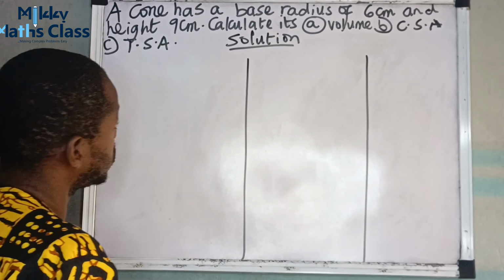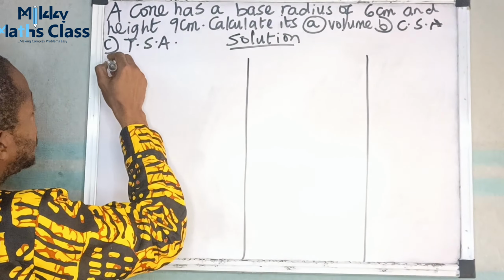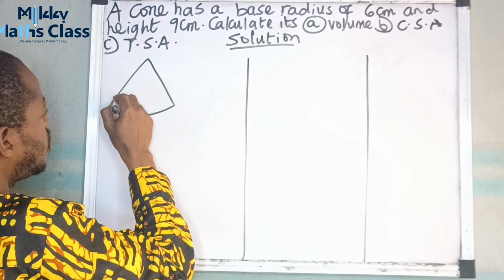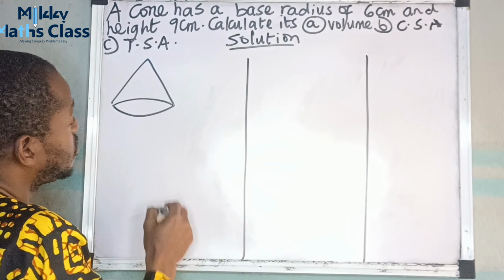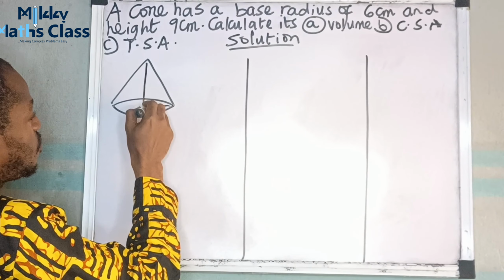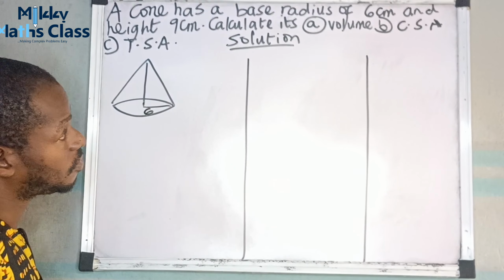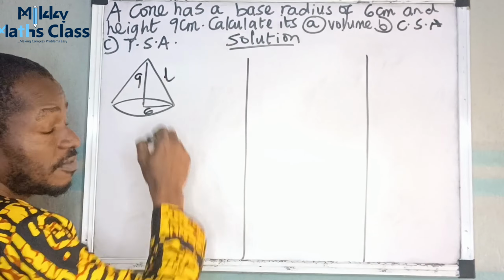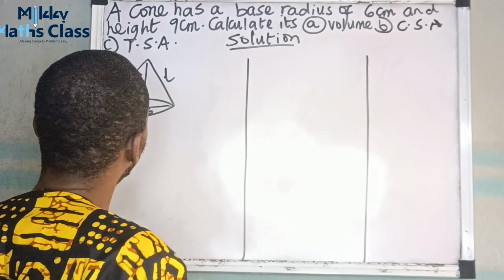Okay, so let's draw the cone. Make a sketch of the cone here. That's the radius. That means from here to here is 6 centimeters. This is the height, which is 9. We are not given the slant height, so we put it as L.